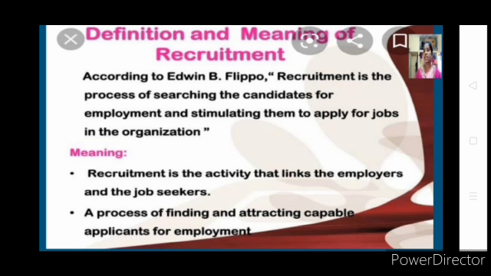Now, what is recruitment? Here you have the definition and meaning too. We'll go with the definition. According to Edwin B. Flippo, recruitment is a process of searching for candidates for employment and stimulating them to apply for the job in the organization.